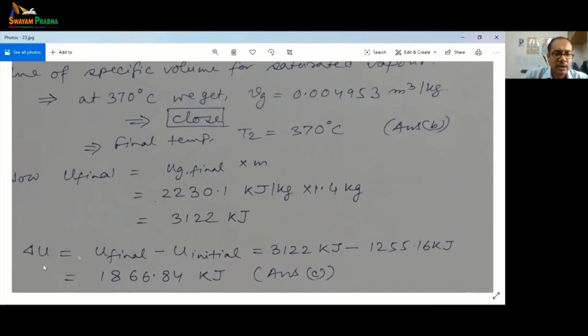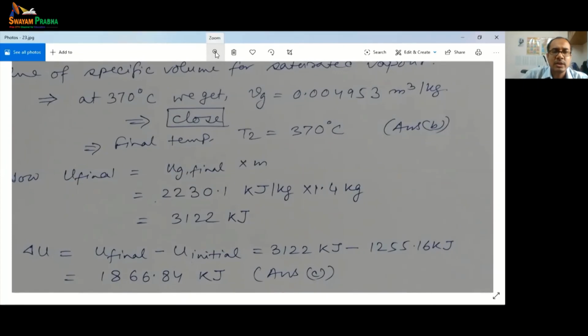That's the U final. So the change in internal energy is U final minus U initial, which is 3122 kilojoule minus 1255.16 kilojoule, and the final value you get is 1866.84 kilojoule. That's the third answer we were after, the internal energy change.